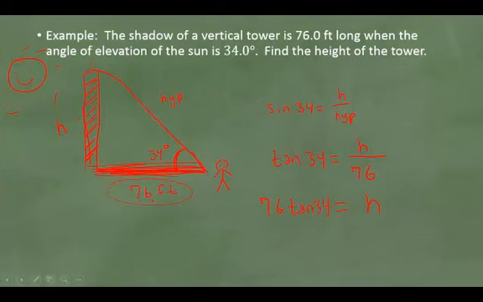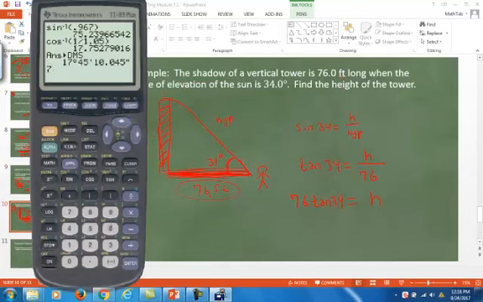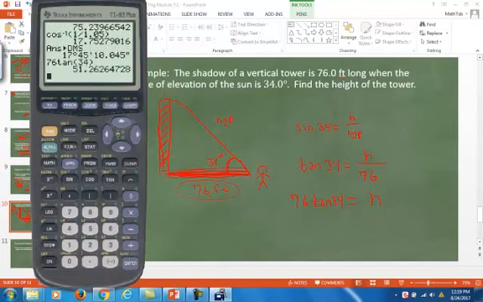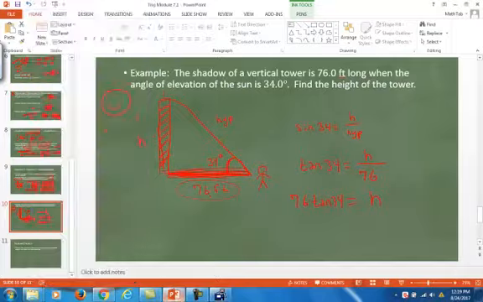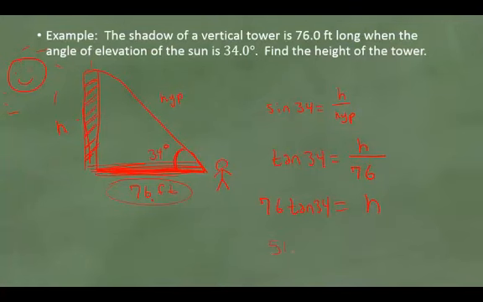Let's try that real quick. If we multiply 76 times tangent of 34, we get 51.26 feet.